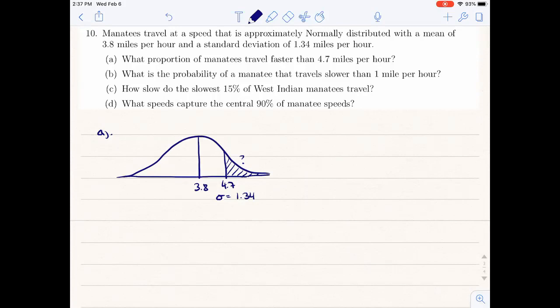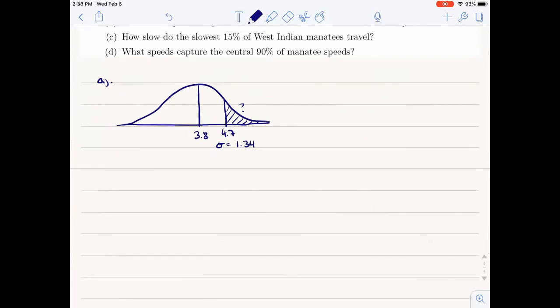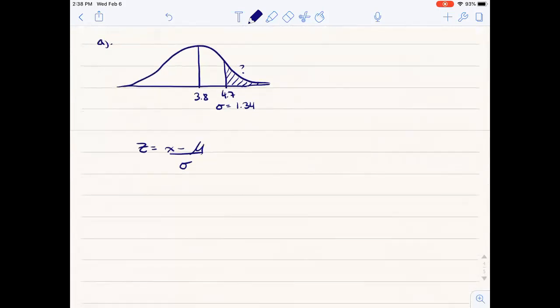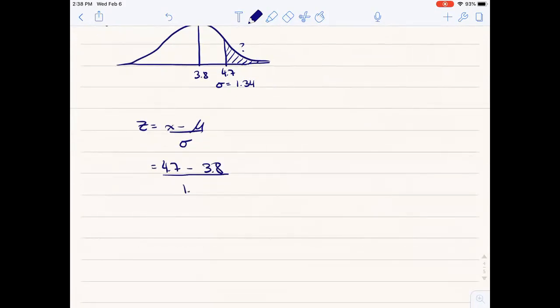So to get this area under the curve, we have to convert our x, our 4.7, to a z-score, and then we can use the z-table to find this area. Okay. So we'll start with z is x minus mu over sigma. X is always going to be the value that you're interested in, so the 4.7 in this case. So 4.7 minus 3.8 divided by sigma, which is 1.34. So I get 0.9 over 1.34.